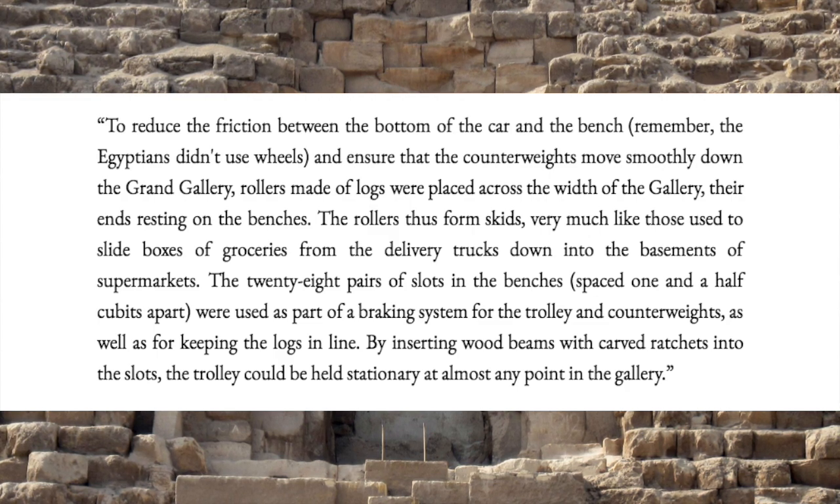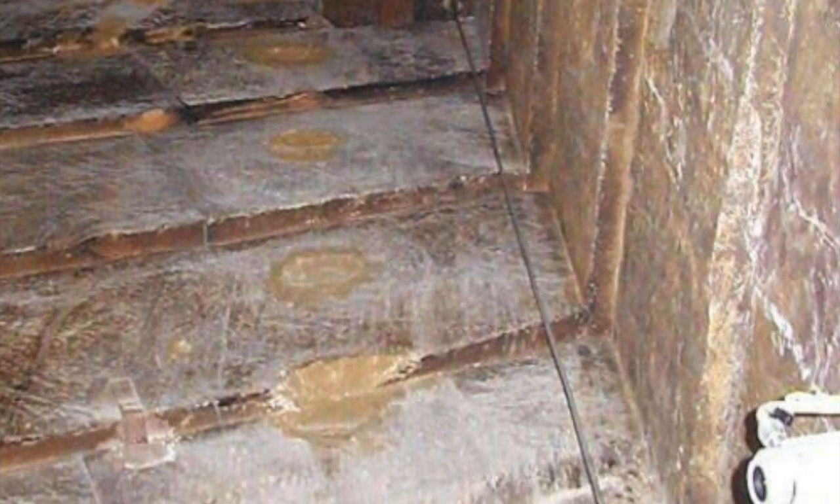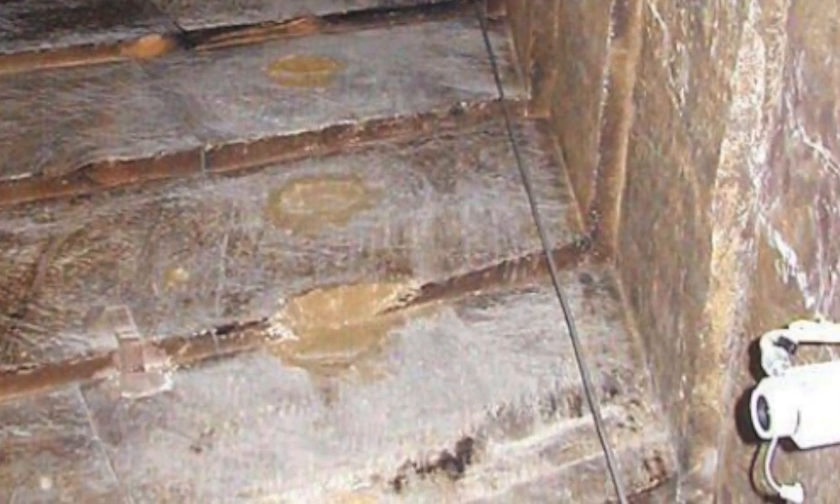By inserting wood beams with carved ratchets into the slots, the trolley could be held stationary at almost any point in the gallery." Addressing some of the residual evidence that is still present in the Grand Gallery today, Brier and Houdin present the following explanations.